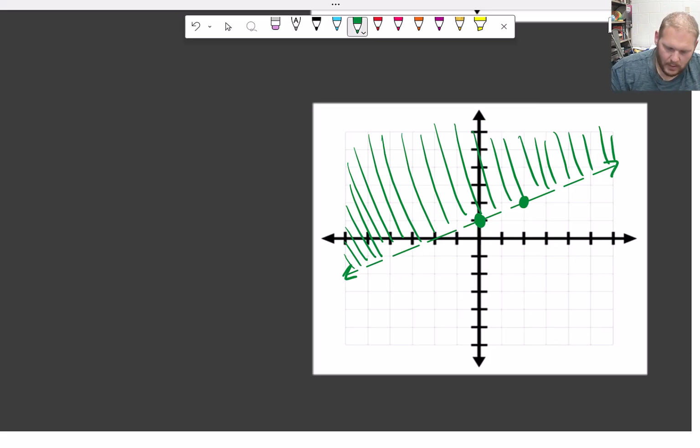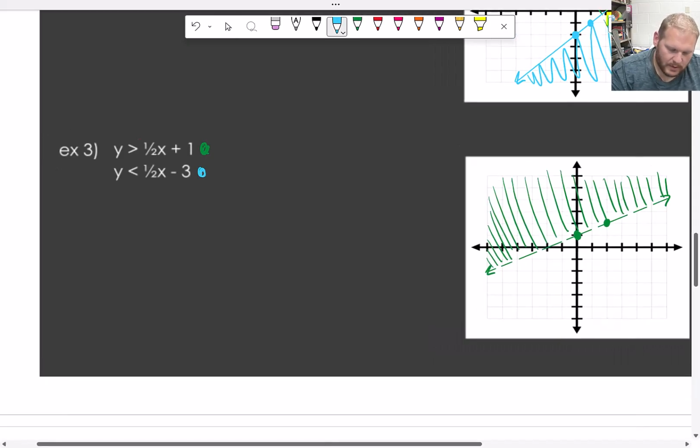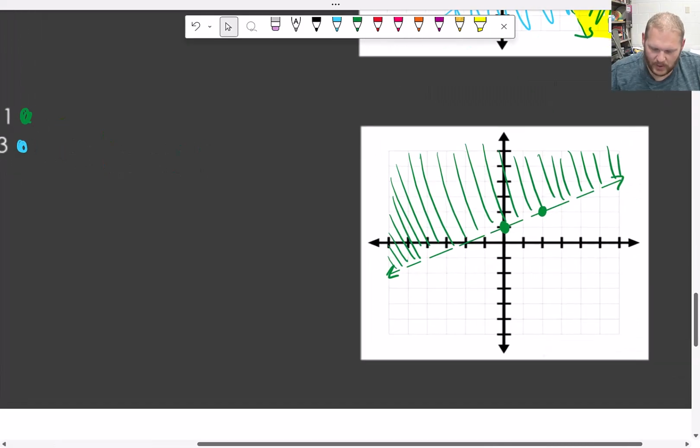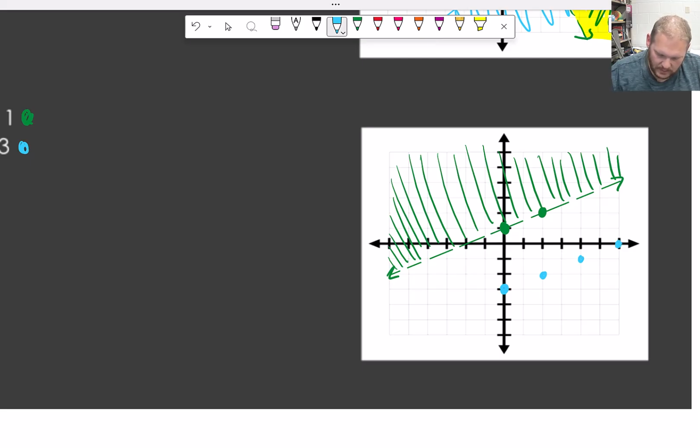All right, so going to my bottom one in blue, my original bottom inequality was y is less than 1/2 x minus 3. So that is a y-intercept of negative 3. And then 1/2 is my slope, so up 1 over 2, up 1 over 2. There we go. Doesn't take very long to get some extra points lined up, and then I can do my arrows on the end, and we're in good shape.